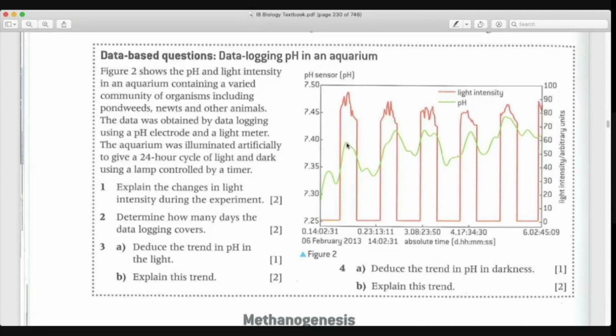Okay, so Shreya, what do you have to say about why the pH has gone up when the light intensity is high? So the reason why the pH goes up when the light intensity is high is because the rate of photosynthesis goes higher. And so when the rate of photosynthesis is higher, that means that lots of the CO2 that's inside of the aquarium is being used up.